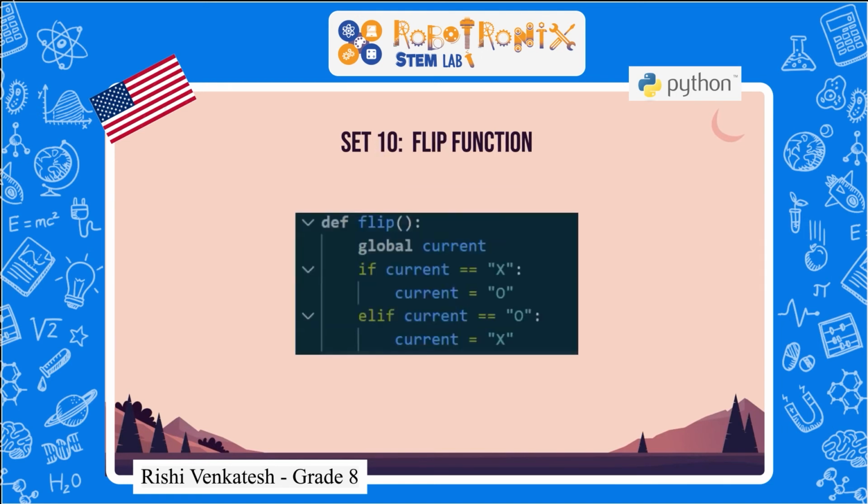And then finally, we have a flip function. And this basically just swaps the turns of the players. So after a move has been made, if the current player is X, it swaps to O and vice versa. And it updates the value in the current player.